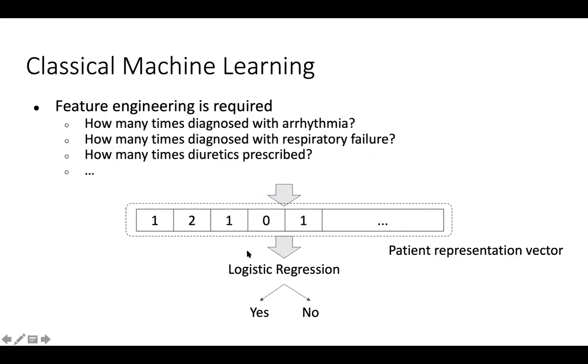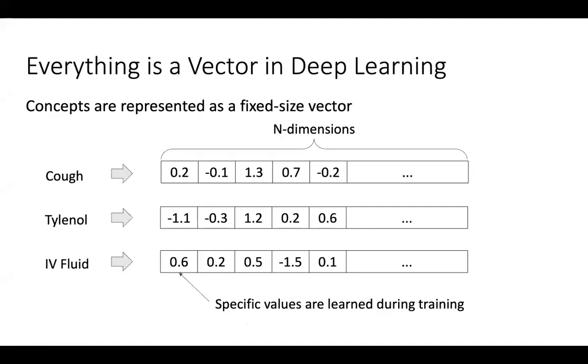And then once we have that, we put that through a logistic regression, and then we would be able to tell, yes, the patient would develop heart failure within 3 months, or no, the patient would not be diagnosed with heart failure within 3 months. So this is the old school way. But in deep learning, as we've seen so far, everything can be a vector, because in the previous chapter, in the vanilla logistic regression, the 40,000 dimensional vector was a fixed size vector that represented a single admission.